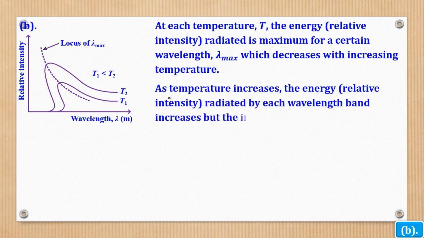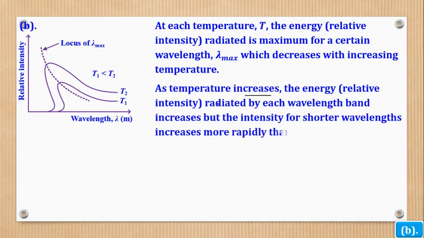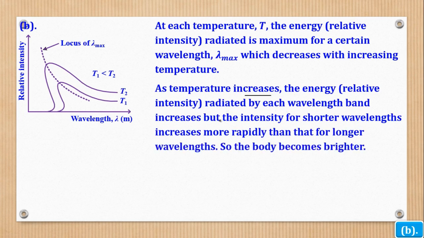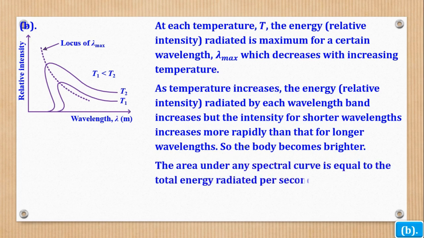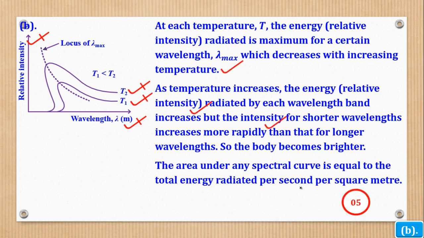Then we shall also come and say that as temperature increases, the energy radiated by each wavelength increases, but the intensity for shorter wavelengths increases more rapidly than that for longer wavelengths, and so the body becomes brighter. Then next we also need to know that the area under any spectral curve is equal to the total energy radiated per second per square meter. So that is how marks would be awarded.